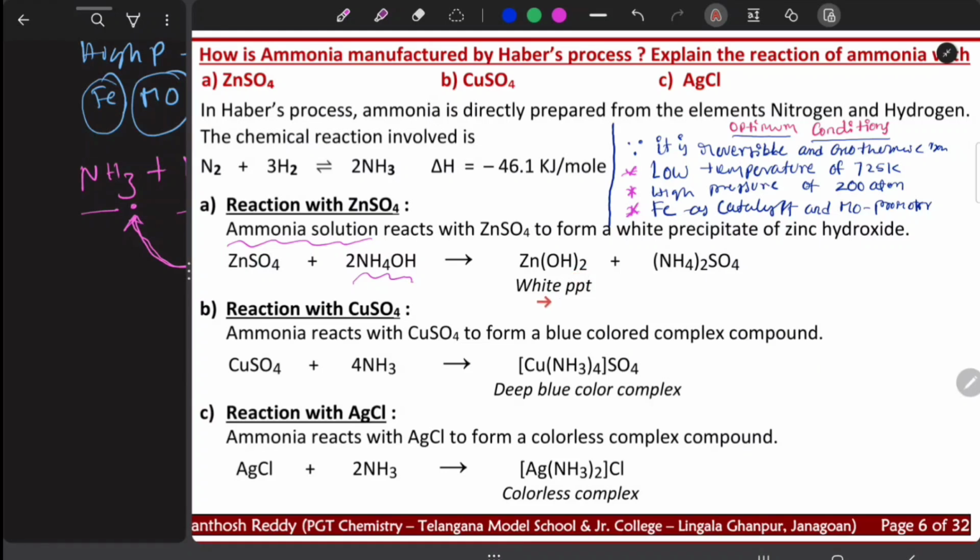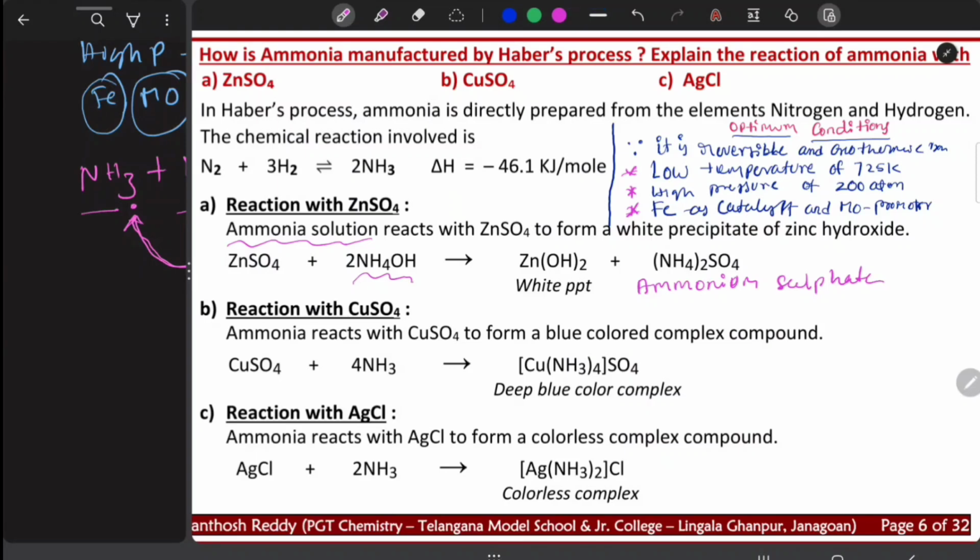It is a white precipitate. And what are the things left on our reactant side? This SO4 is left, and 2 NH4 ions will be left. So NH4 taken twice and SO4. These 2 NH4s will be left with SO4, that becomes (NH4)2SO4. This is called ammonium sulfate. We found ammonium sulfate. That's all.